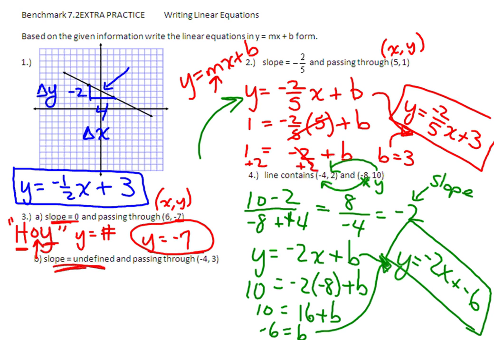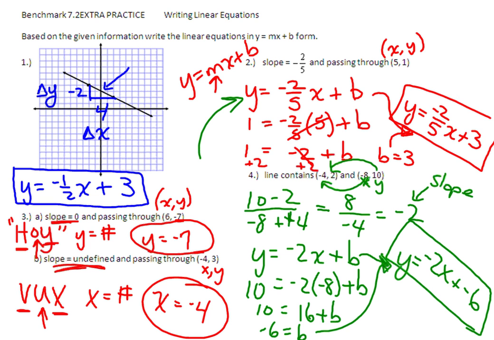And for my undefined slope, I'm thinking Vux. Put those letters together. There's undefined. So I know it's a vertical line, and I know it's x equals a number. I look at my ordered pair, x comma y. I see my x is negative 4, so I write x equals negative 4. That should be it.